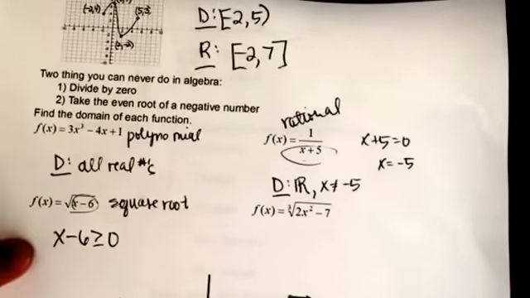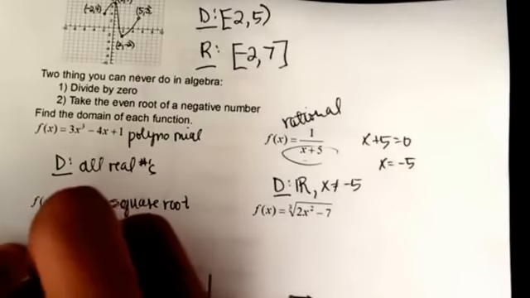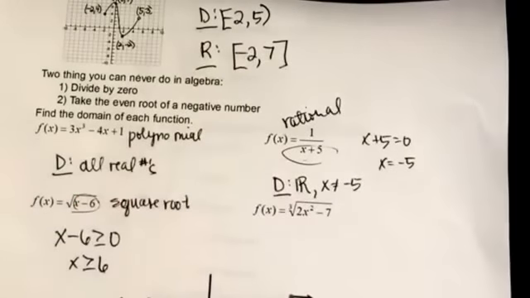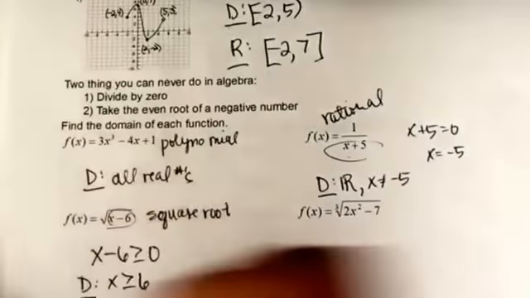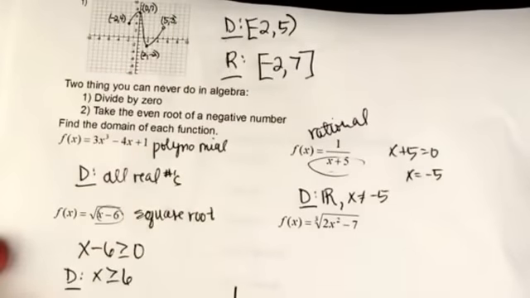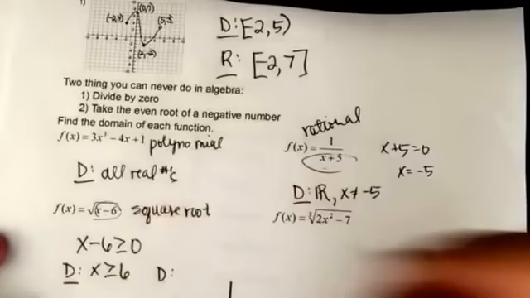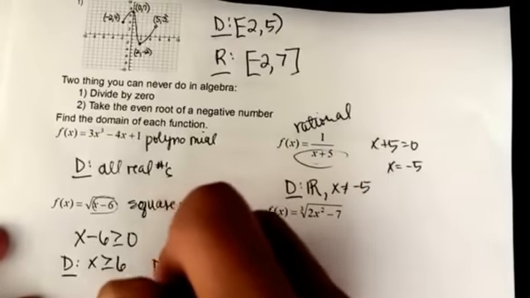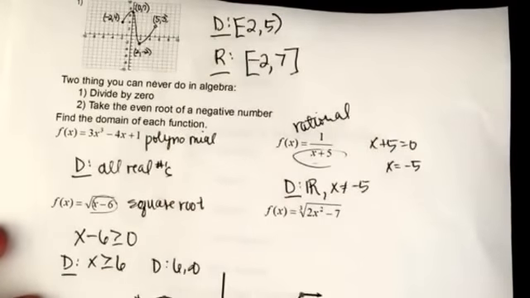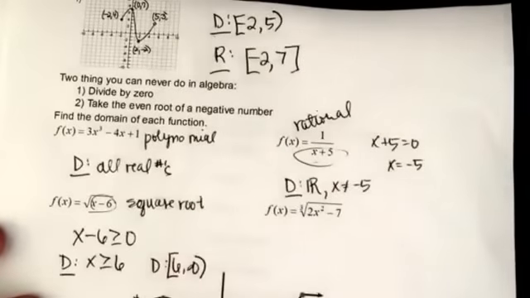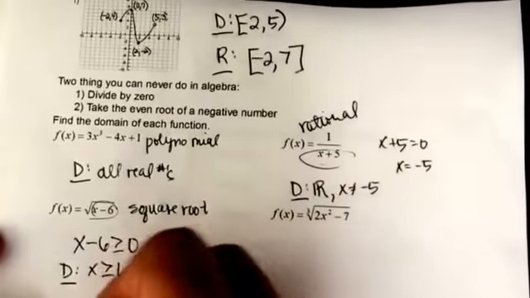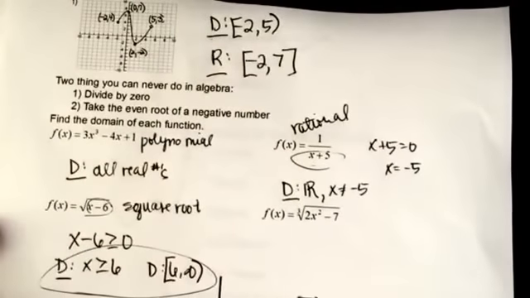This is a very easy inequality to solve. So all I'm going to do is add 6 to both sides, and I get x is greater than or equal to 6. That would be the inequality notation for the domain. If I wanted the interval notation for the domain, anything larger than 6 would look like that, 6 to infinity. We would include 6, exclude the infinity. So either one of those actually says the same thing.